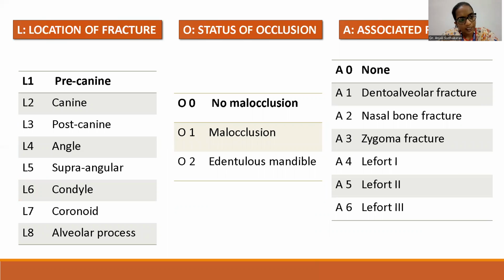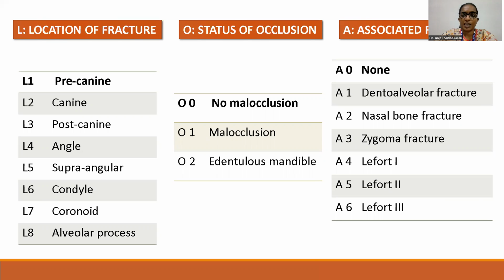So some bone is lost from that region. Now, according to location of fracture, they can be pre-canine fracture, or the symphysis region of the mandible. There can be canine fracture, along the region of the canine teeth on either side. There is post-canine, from the premolar region to the third molar region. It can be an angle fracture at the angle of the mandible, a supra-angular fracture above the angle but below the condylar neck. It can be a condylar fracture, a coronoid fracture, and an alveolar process fracture, which means a dentoalveolar fracture. According to the status of occlusion, there can be no malocclusion, a malocclusion, or an edentulous mandible in which we cannot assess the occlusion.